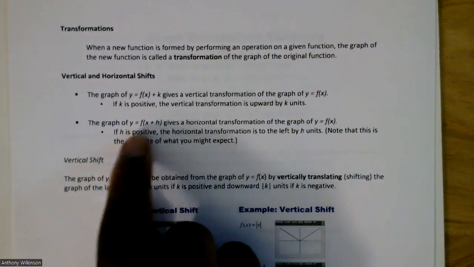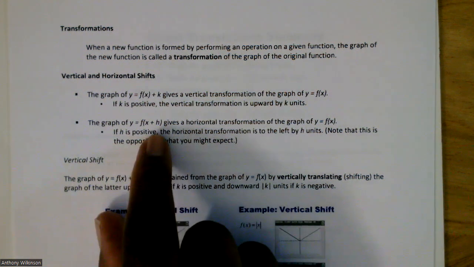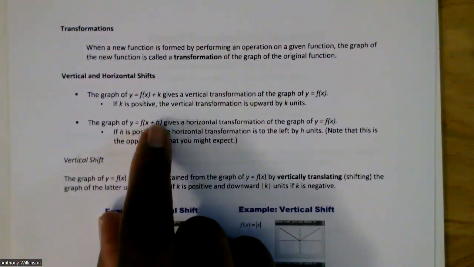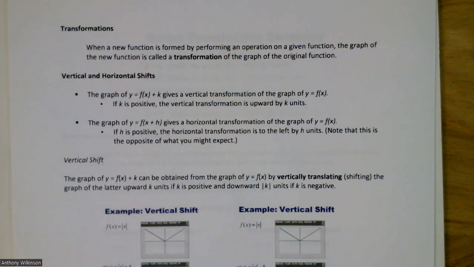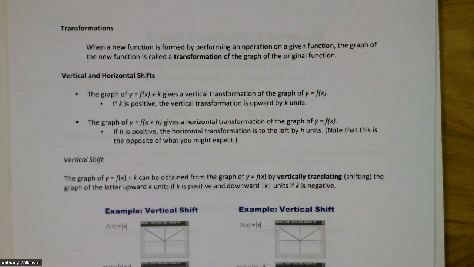Now, if H is positive, then the horizontal transformation is to the left by H units. Note that this is going to be the opposite of what you might expect. With the horizontal transformation, you're going to end up doing the opposite of what's inside the parentheses. If it's plus H, that means you're going to go to the left H units, or if it was minus H, then you're going to be going to the right H units. Okay? So with the horizontal transformation, you have to do the opposite transformation, or the opposite shift.